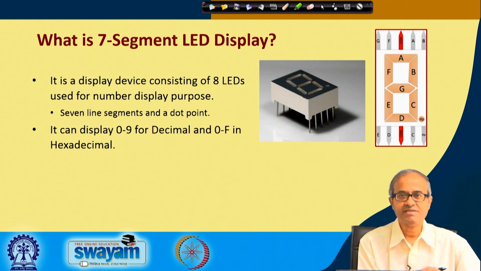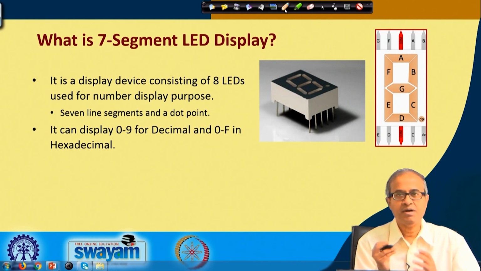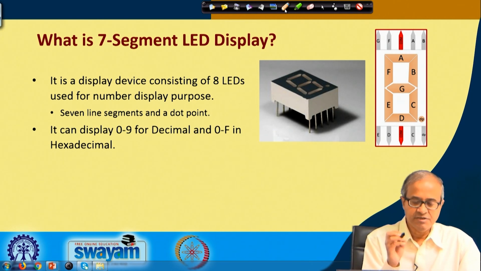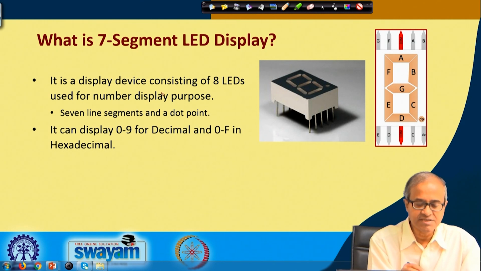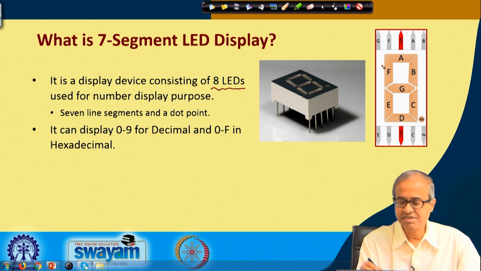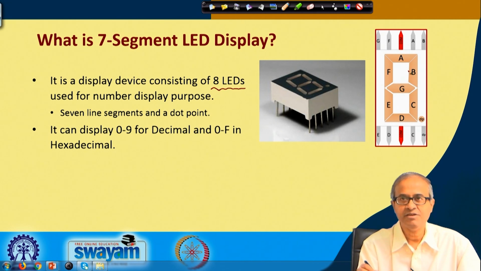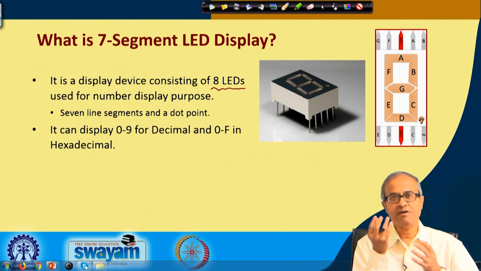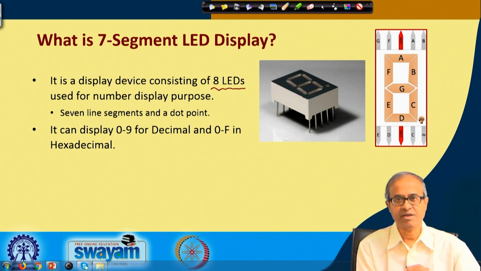So, what is a 7 segment display unit? Many of you may already be familiar with this kind of device. It is a display device which consists of 8 light emitting diodes arranged in a particular fashion. There are 7 of these LEDs arranged in the form of an 8-like pattern, and there is a dot point. These kinds of displays are very useful for displaying numeric characters 0 to 9.